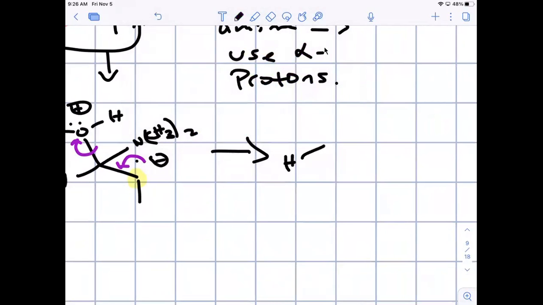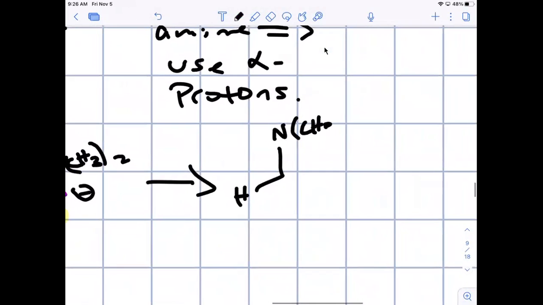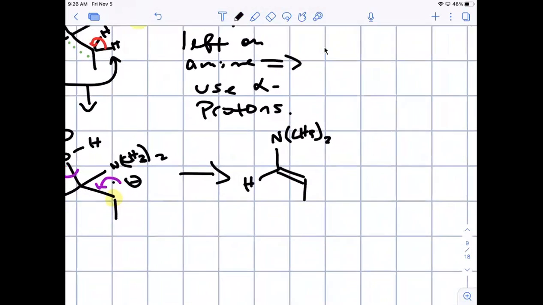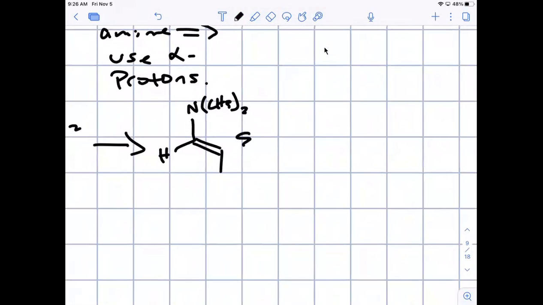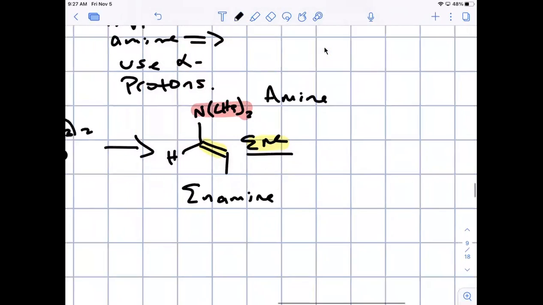So this is H still, this is N with two methyl groups on it. And I have a double bond here. So you can see the ene part is right here, and the amine part is here. So we call it an enamine. Right? Any questions about that one?